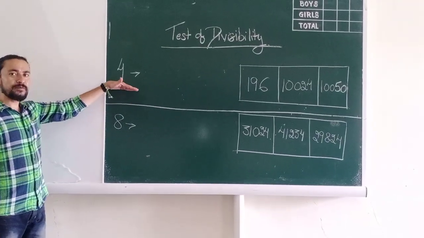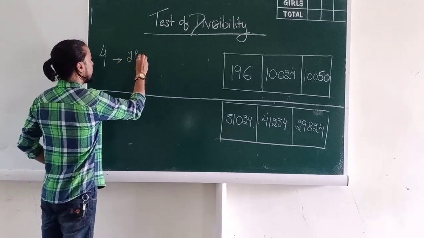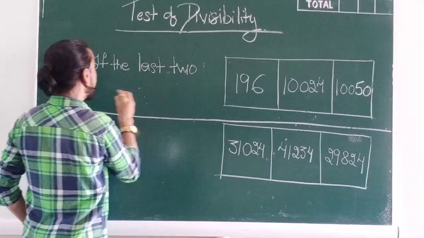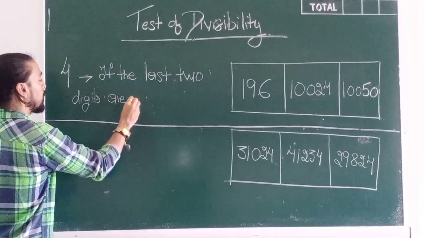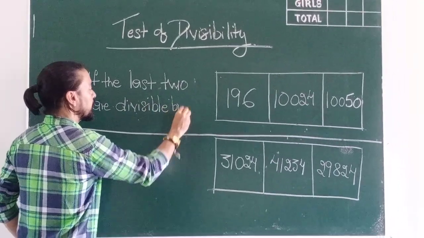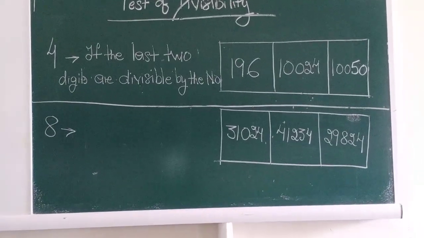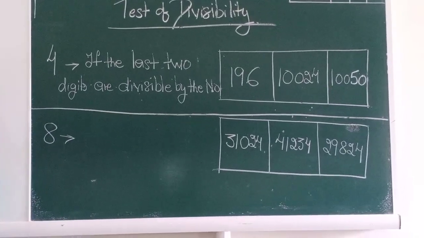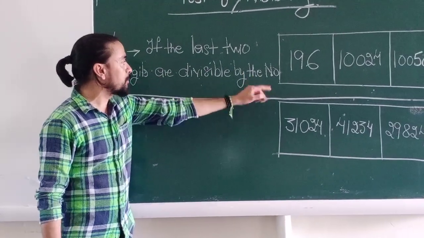Because when I talk about the test of divisibility for 4, the rule states: if the last two digits are divisible by the number, then the whole number is divisible by 4. This is for 4, mind you. I am only talking about 4. So if the last two digits are divisible by the number, which number?